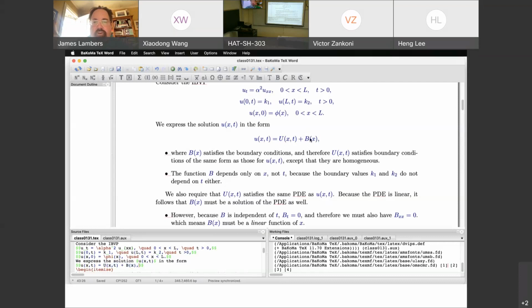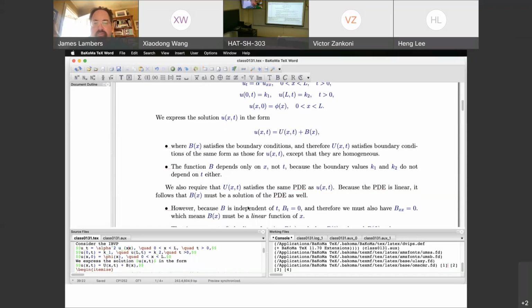Now, b is a function of only x, not t. So the derivative of b with respect to t must be 0. There's no t dependence. That means that if we plug capital B into this side of the PDE, we must also get 0. In other words, the second derivative must be 0. And for that to happen, b needs to be a linear function of x, because anytime you have a linear function of x, its second derivative with respect to x has to be 0.